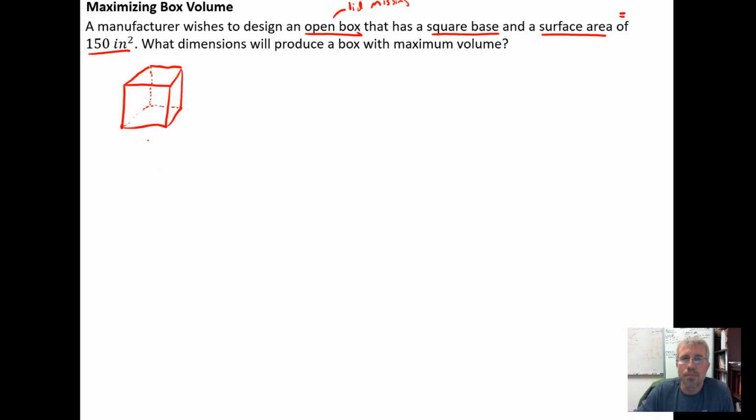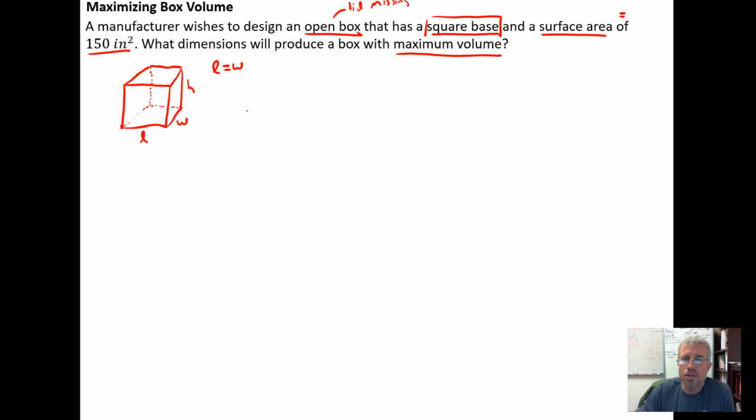And then usually a box is going to be length times width times height. But we are told that the base is a square. So if the base is a square, that means length equals width. And it says what dimensions will produce a box with maximum volume. We're trying to maximize volume.